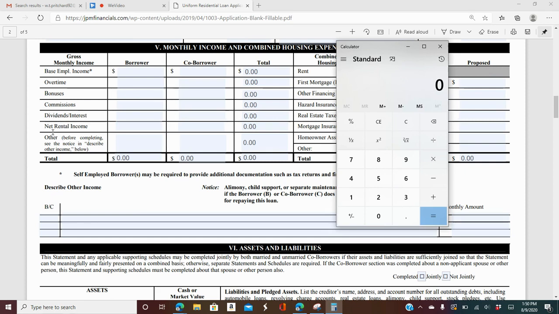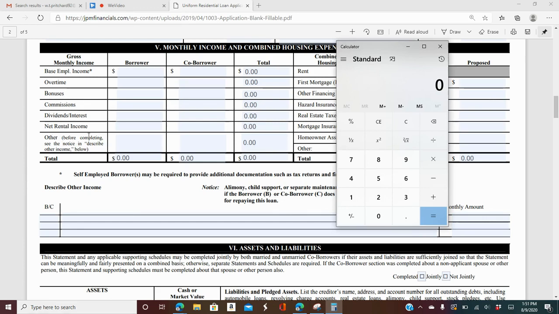And here you see net rental income. That's for my borrowers that are property owners, investment property owners, who are leasing property and receiving income through their investment property. There is a calculator for that, and I will also have a video for that. But I just want you to understand all of these different fields.